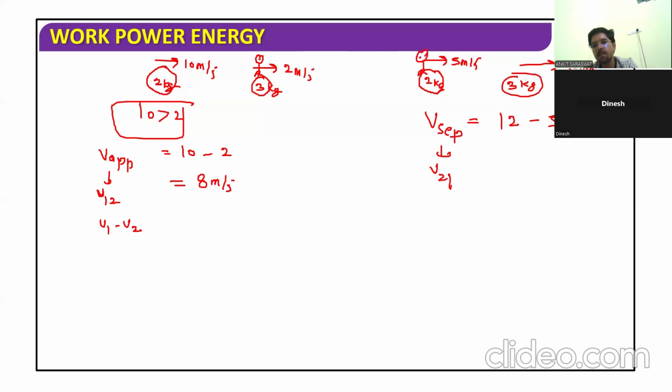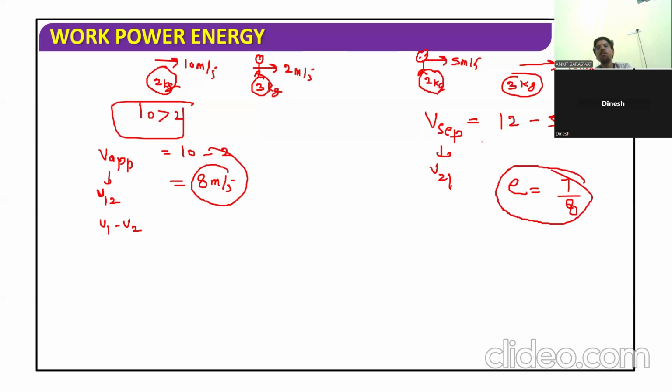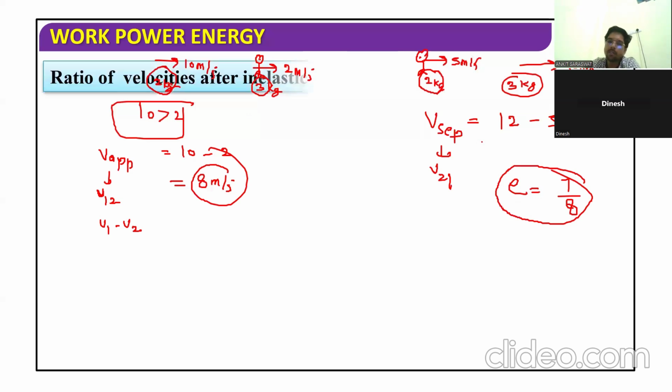Now you can check. The approaching velocity is 8. The separation is 7. Then what is the E? 7 by 8. It is less than 1. So which collision? Neither elastic nor perfectly inelastic. It is partial. You can say partially elastic.